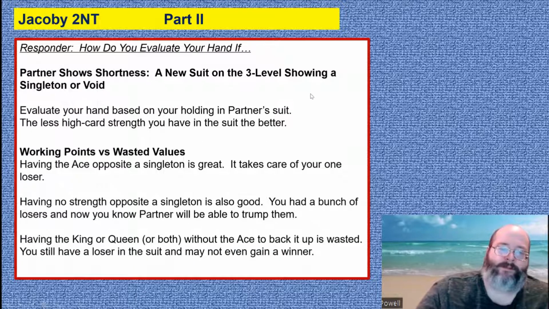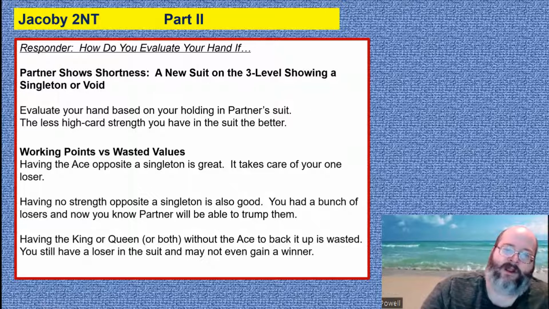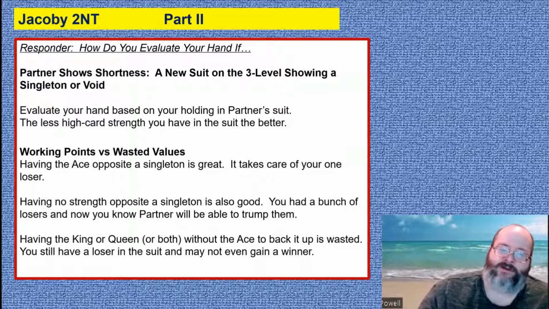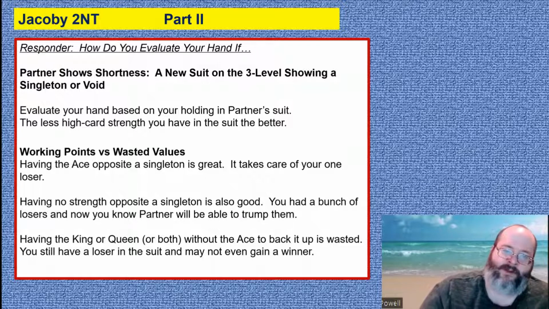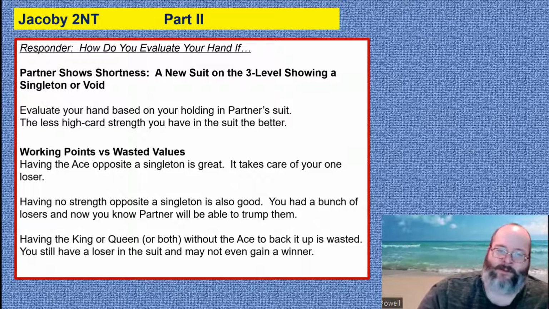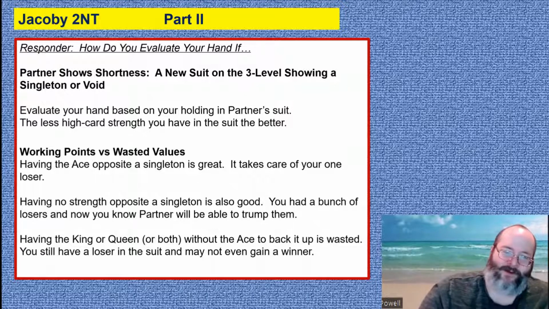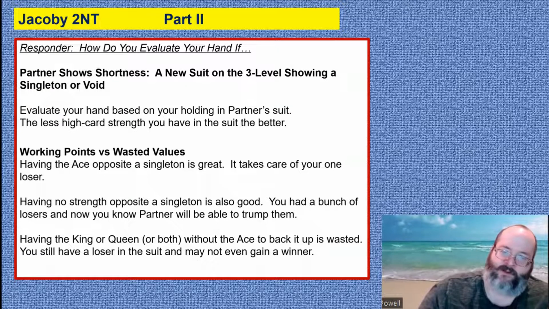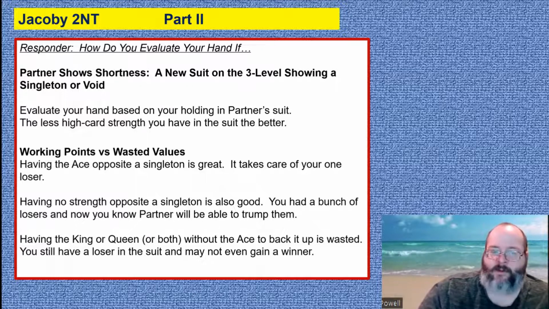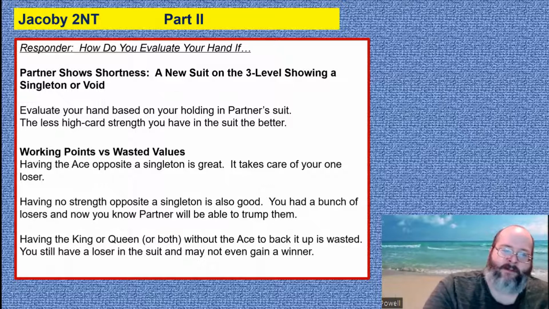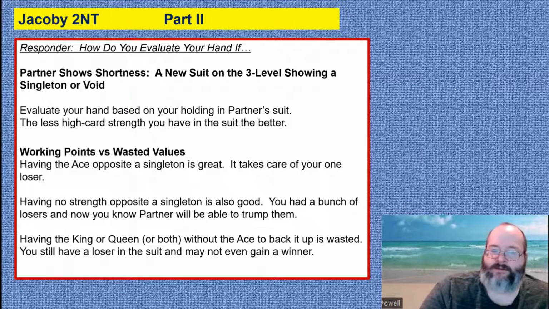All right. So how do you evaluate your hand if partner shows shortness? So a partner bids a new suit on the 3 level showing a singleton or void in the bid suit. And this is probably the most common response to Jacoby 2 no trump. This one and jumping to 4 with a minimum balanced hand. Those are the 2 most common things. So showing a new suit on the 3 level is one of the most common responses. And we need to be able to evaluate our hand, take the information from our partner and decide whether we want to move towards slam or not, right?